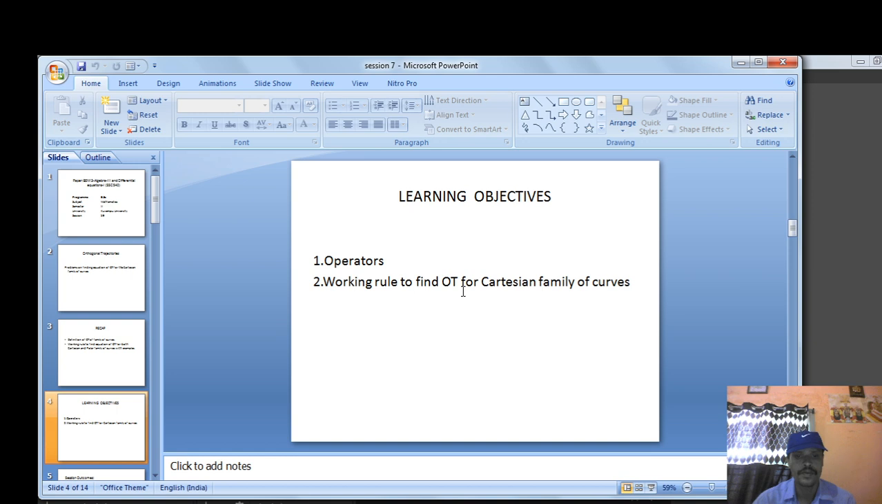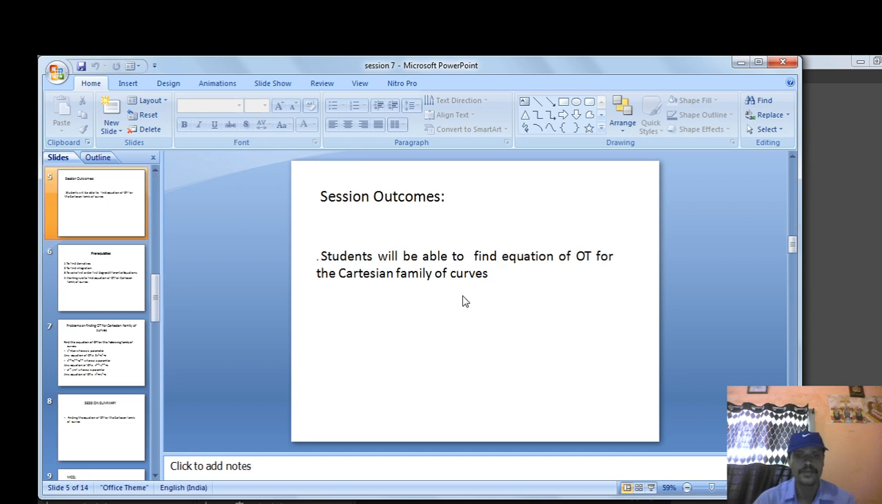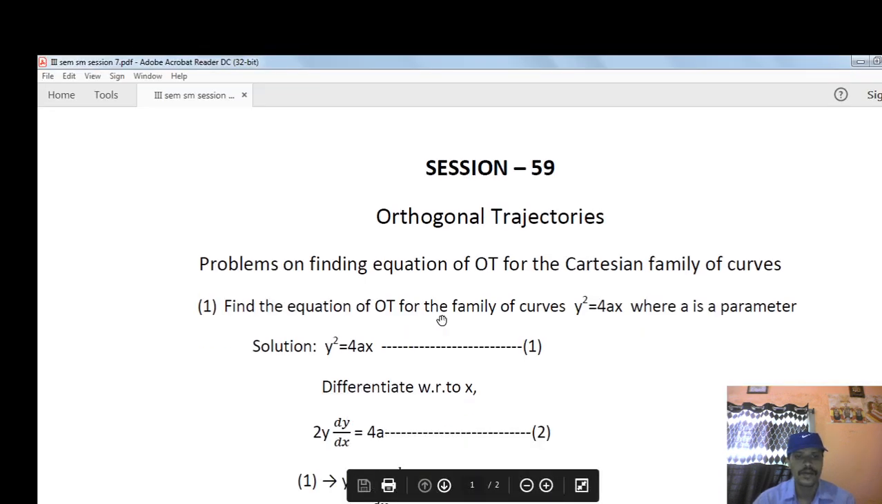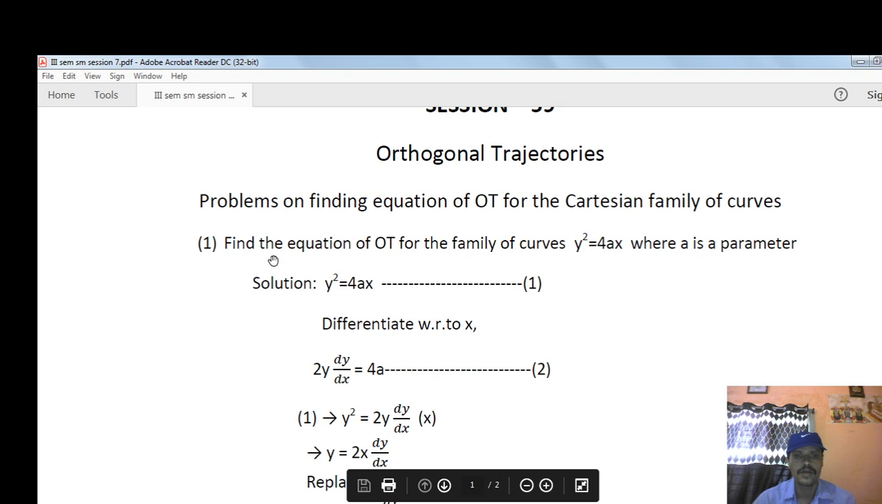In this session, we are going to see some problems of finding equation of OT, especially in the Cartesian family of curves. Let me have some problems. Find the equation of OT for this Cartesian family of curves, where a is a parameter. This is the given family of curves, call it as 1.